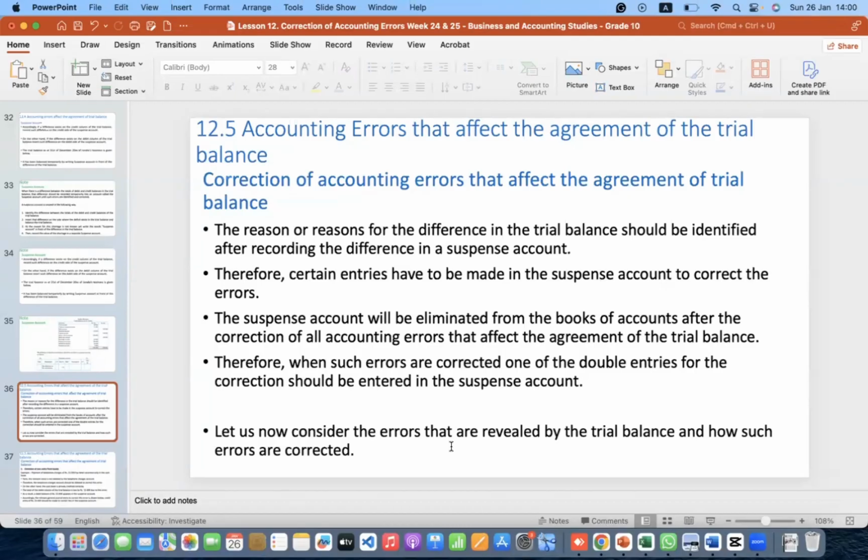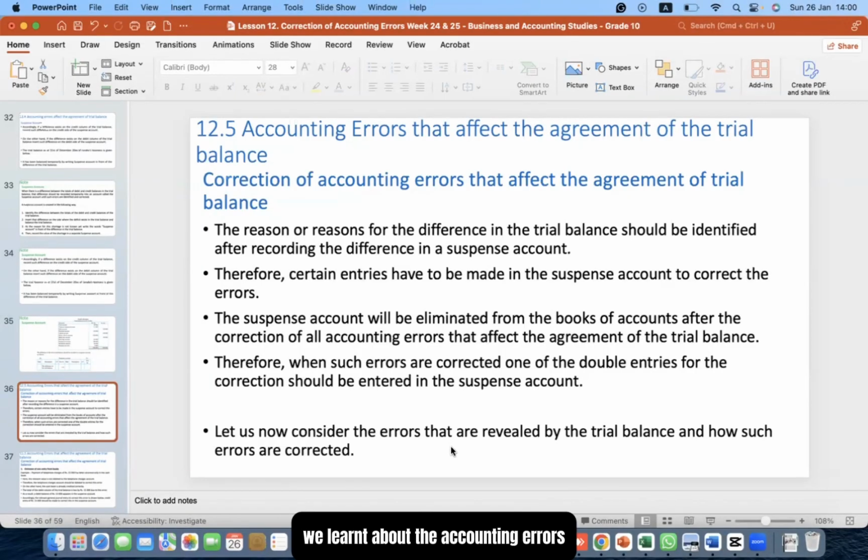Okay, so we learned about the accounting errors that do not affect the agreement of the trial balance initially, and now we are learning about the accounting errors that affect the agreement of the trial balance. So we studied, now if we find a difference, we make a separate suspense account and we are including it. Okay, so now we are looking at another thing.